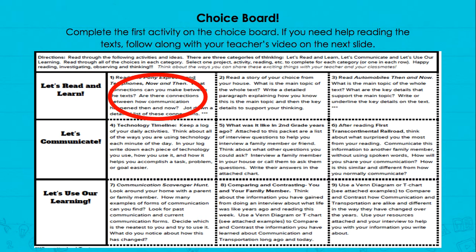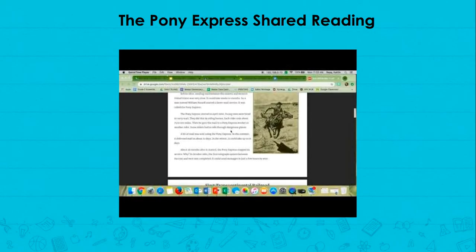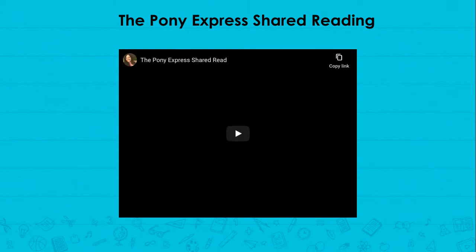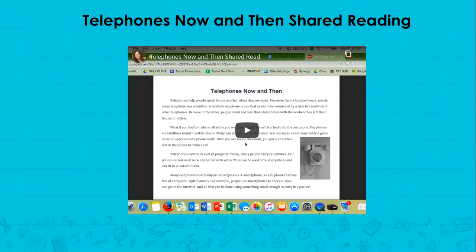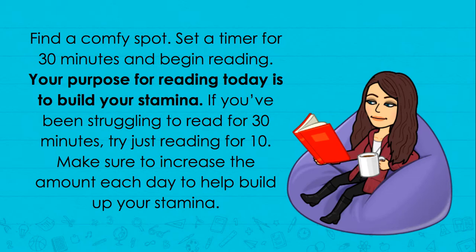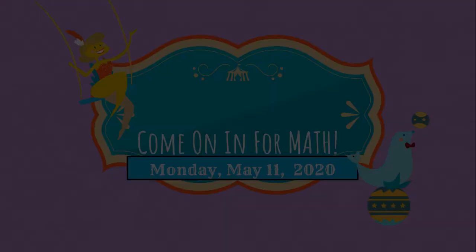All right. What you are going to do today is complete the first activity on the choice board. So you're going to read the Pony Express text, and you're actually reading Telephones Then and Now, not automobiles, telephones. If you need help reading those texts, here's the Pony Express one, and here is the telephones one. Then you are going to find a comfy spot, set your timer for 30 minutes. This week you are reading again to build your stamina. So just try and read 1 minute more today than you did the last time that you read.